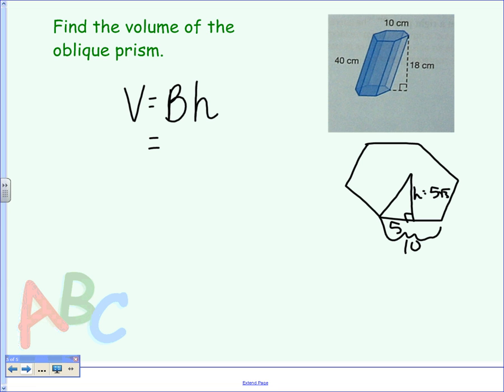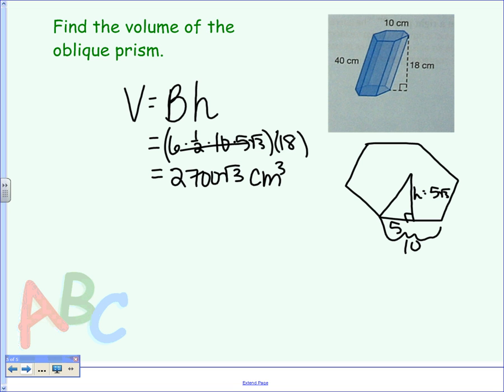Do you get the height for the base as 5 square roots of 3? It's the same base every time, basically, so far. So we have 6 triangles. So 1/2 times 10 times 5 square roots of 3. And then times what? 18. So we get 150 from that. And then 150 times 18 square roots of 3. And then centimeters cubed. Does that make sense?